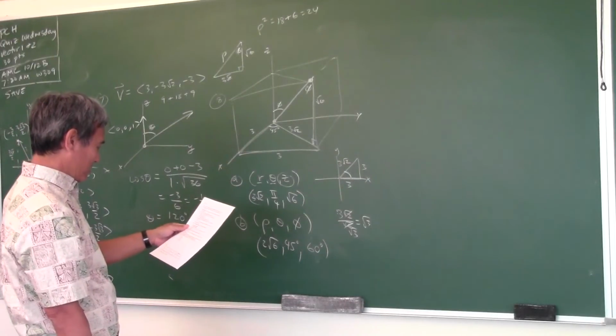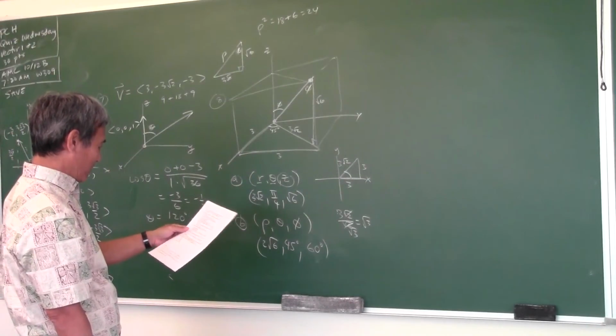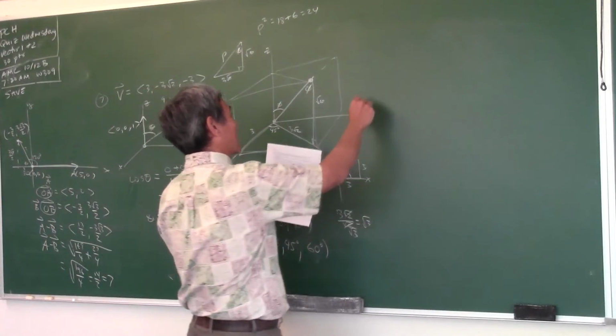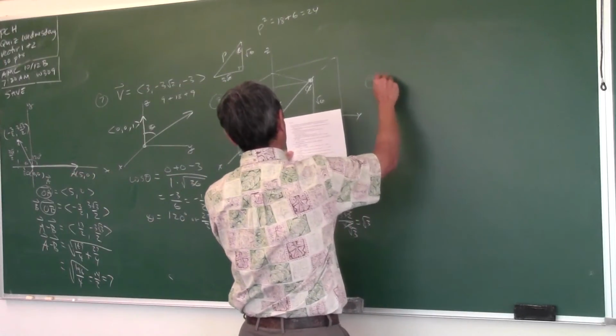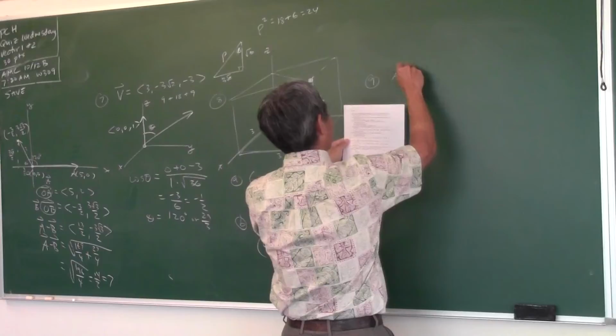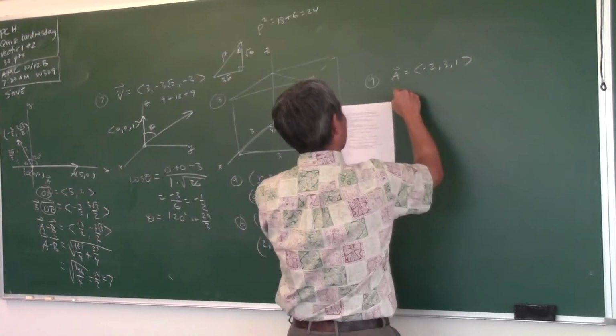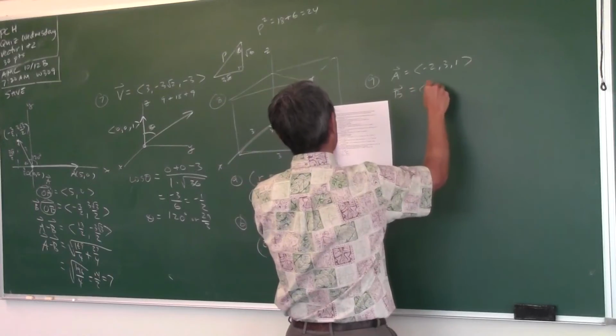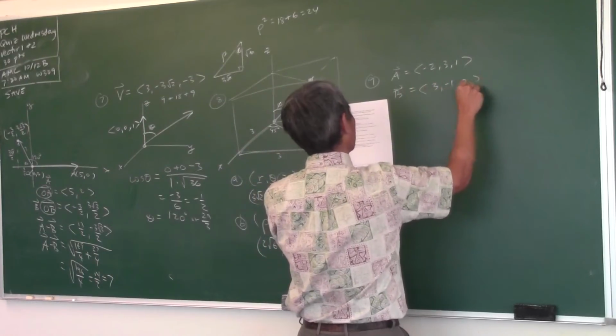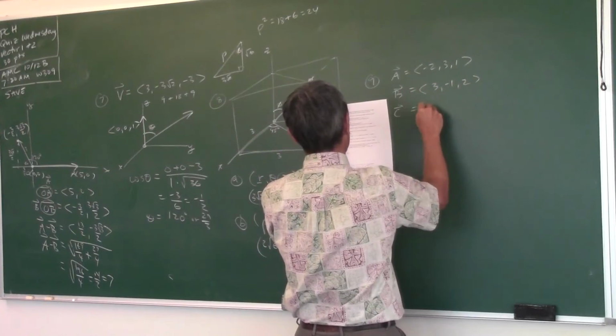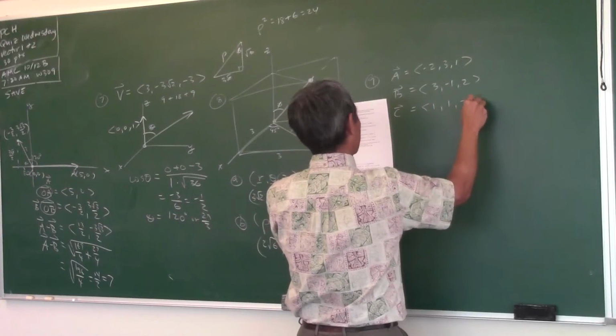Alrighty then. Okay, what's next? Well, I forget what number. Oh, we're at number 9. Okay, number 9 is just an exercise in algebra. Vector A has components 2, 3, 1. Vector B, in component form, is 3, negative 1, 2. Vector C in component form is 1, 1, negative 3.